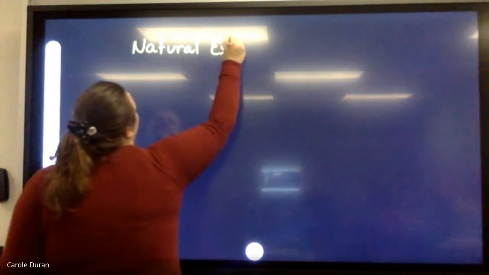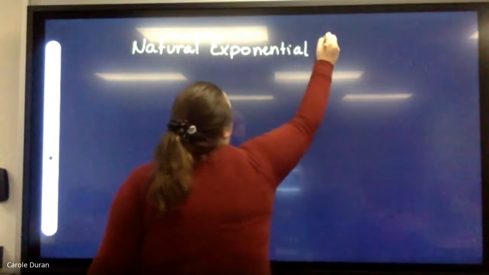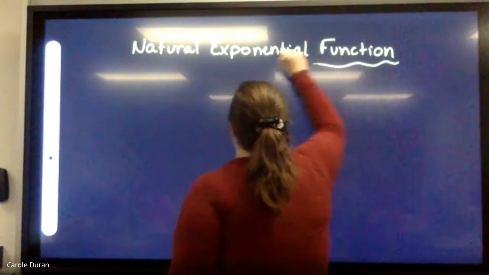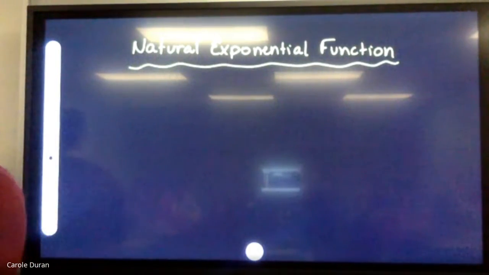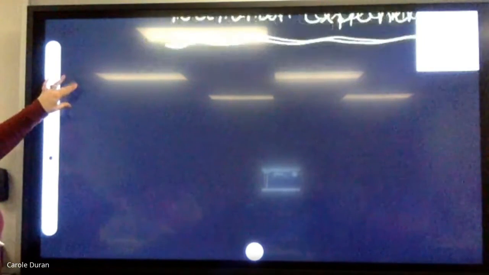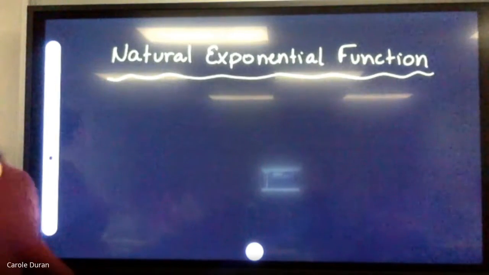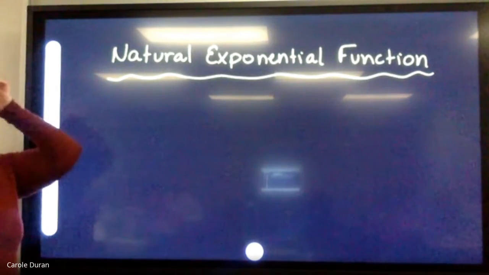Okie dokie. Today we are doing the natural exponential function. We only have one problem and then we're done. What? Function. Well, it's technically one function used in multiple ways. It's very misleading, I know. Maybe that was intentional. Okay, so we're doing the natural exponential function.